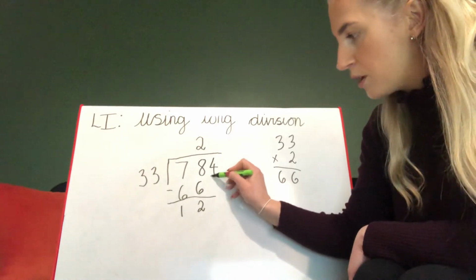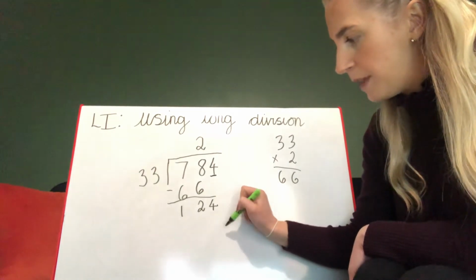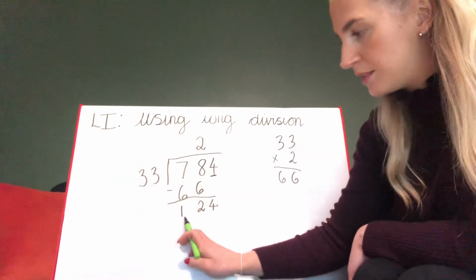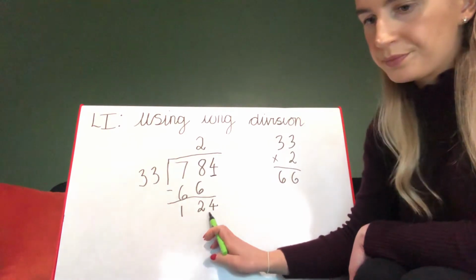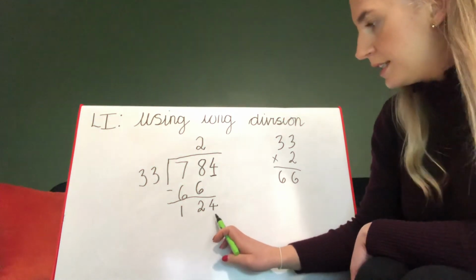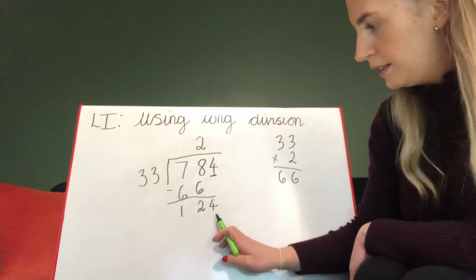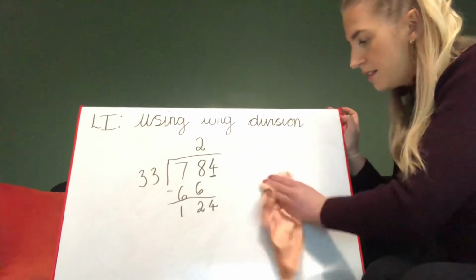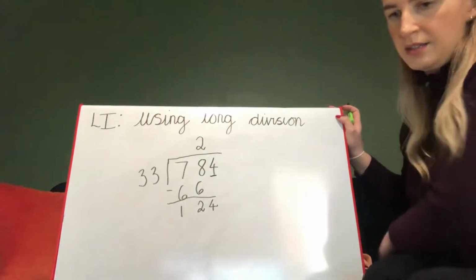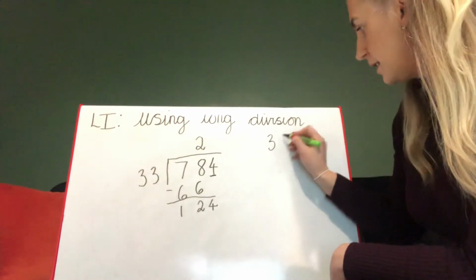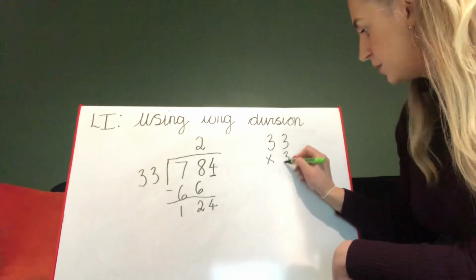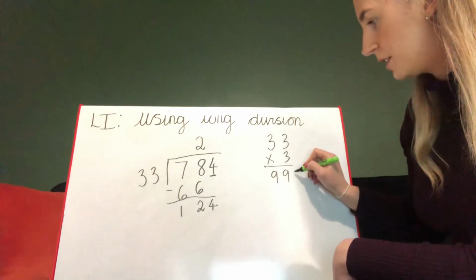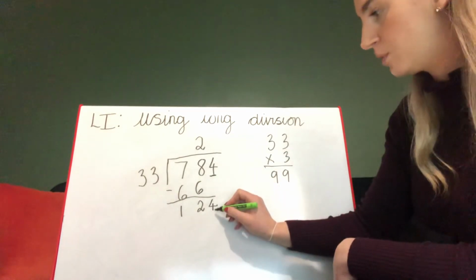Now we've got our 4 left over, so we pull him down and pop him there. And now we ask ourselves, how many times can 33 fit into 124? I'm going to try and say it'll fit in 3 times. Let's see, 33 times 3, which we know the answer to is going to be 99. Yep, and now I know I couldn't add on another 33 because that would take me past 124.